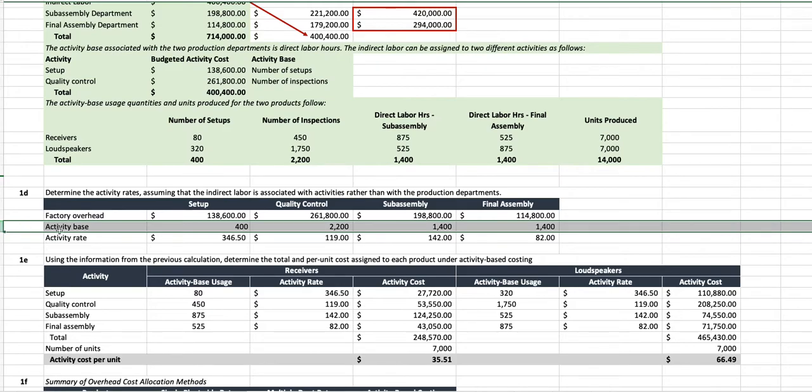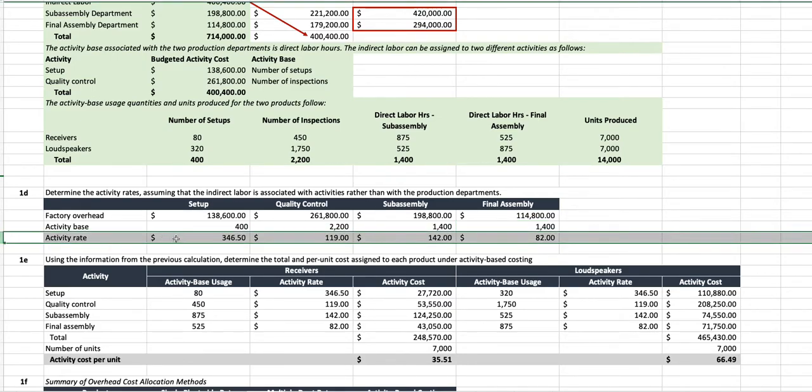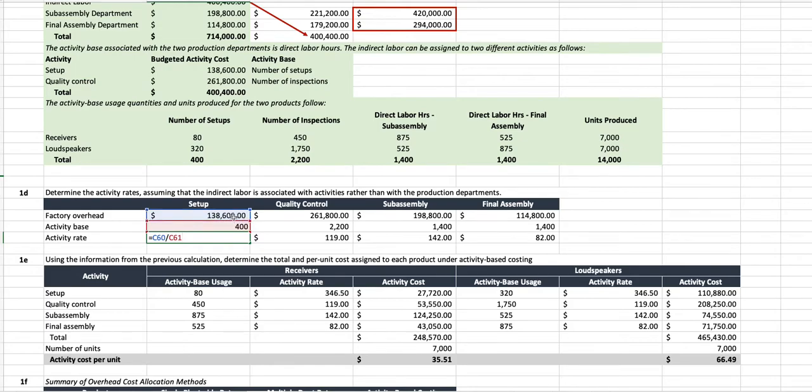Our activity base is how many activities in that particular category did we incur. For setup, it was 400. For inspections, we provided 2,200 inspections. We had 1,400 direct labor hours for subassembly, and the same amount for final assembly. So again, our activity rate is just going to take the total cost, and it's going to divide it by the cost driver, and that gives us our activity rate for each cost driver.